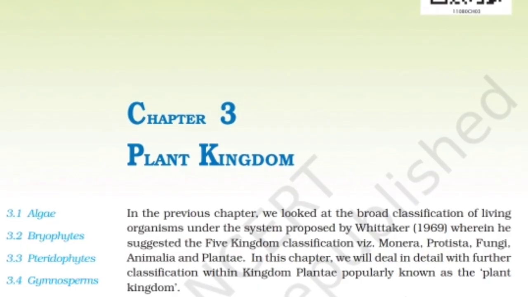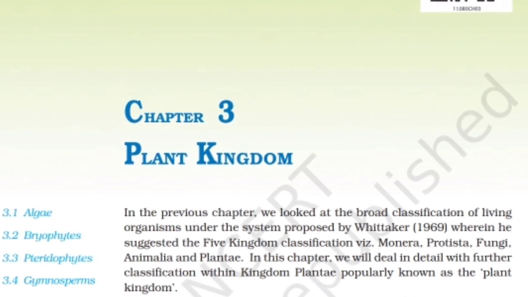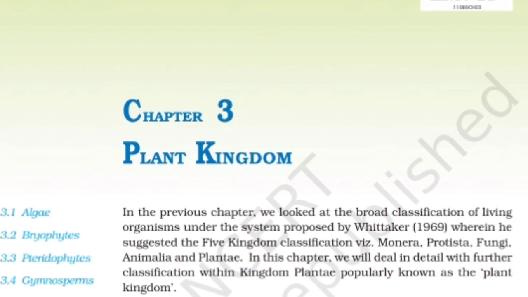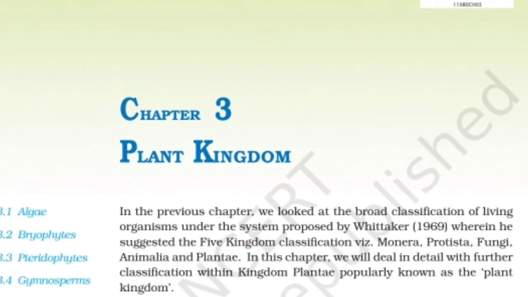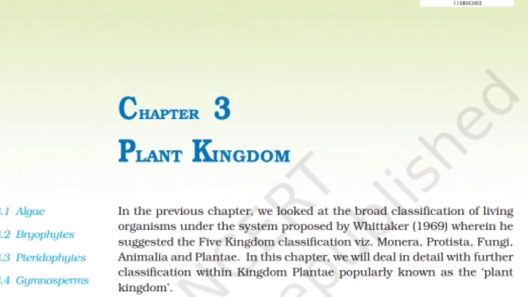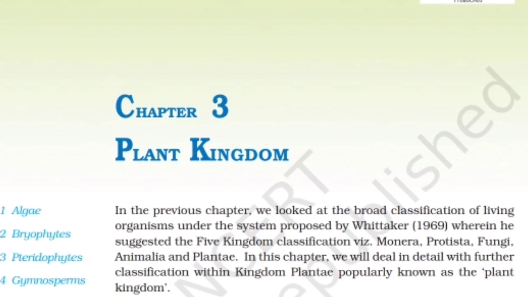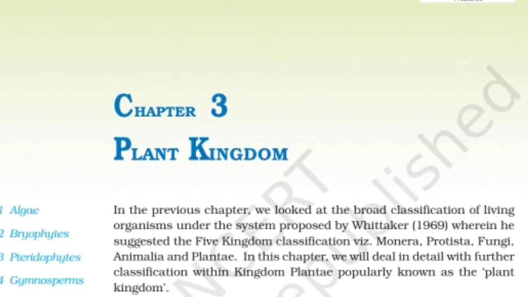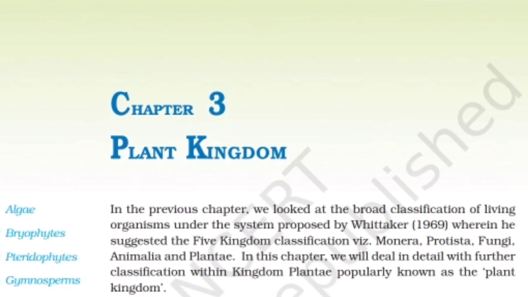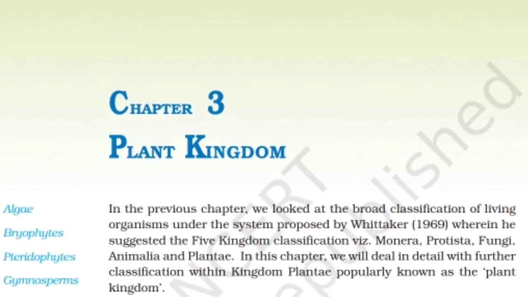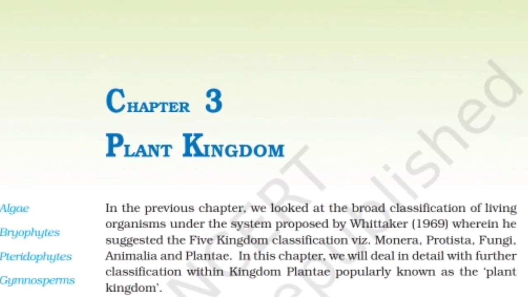Chapter 3: Plant Kingdom. In the previous chapter, we looked at the broad classification of living organisms under the system proposed by Whittaker in 1969, wherein he suggested the 5 kingdom classification: Monera, Protista, Fungi, Animalia, and Plantae. In this chapter, we will deal in detail with further classification within kingdom Plantae, popularly known as the plant kingdom.